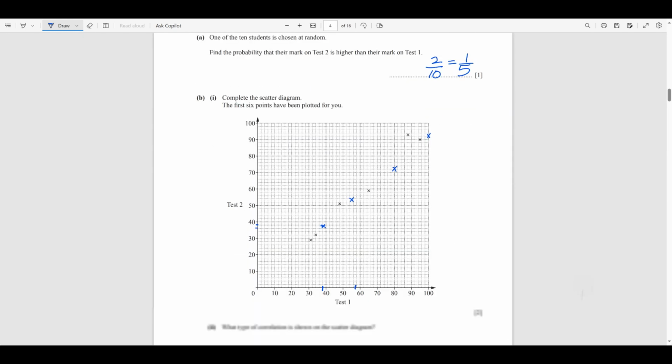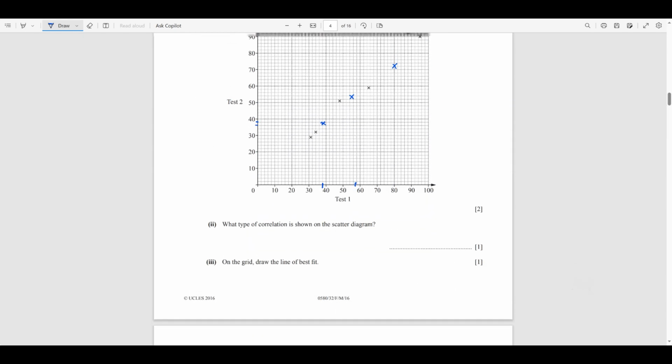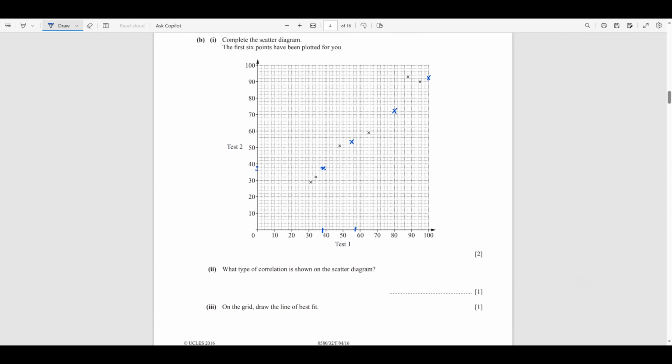Right. Let's move on. What type of correlation? So I think the correlation, because it's going up, I mean the gradient of the line will be positive. So it's positive correlation. You can also say it's strong positive correlation, but just writing positive correlation is also fine. I would prefer to write strong positive, because all the points are almost aligned. So you say it's strong positive.